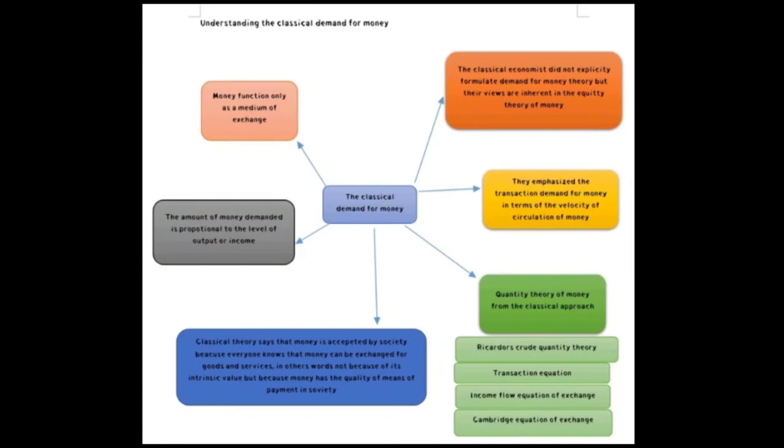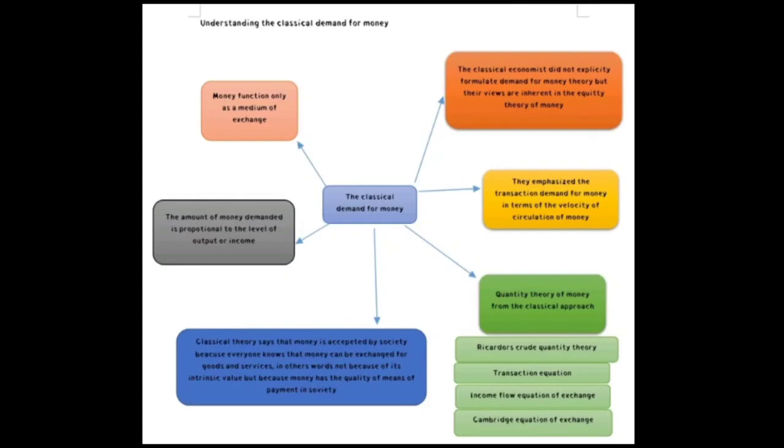Understanding of classical demand for money. Classical demand for money is that money functions only as a medium of exchange. The amount of money demanded is proportional to the level of output or income. And classical theory says that money is accepted by society because everyone knows that money can be exchanged for goods and services. In other words, not because of its intrinsic value, but because money has the quality of a means of payment in society.